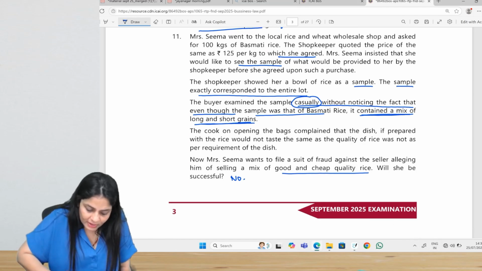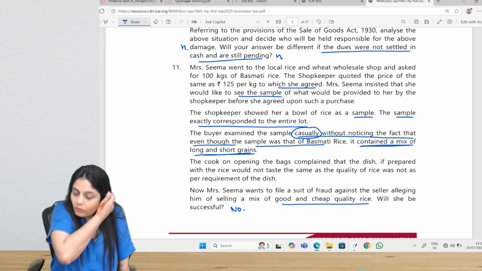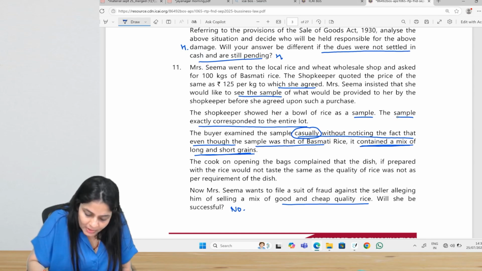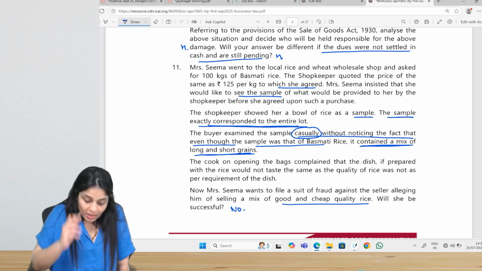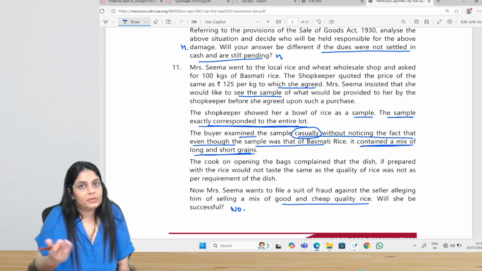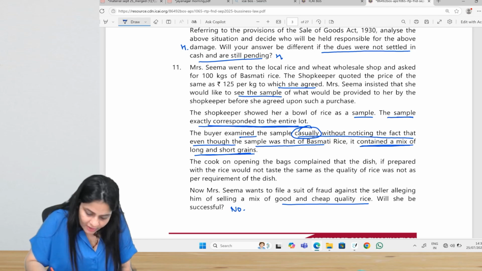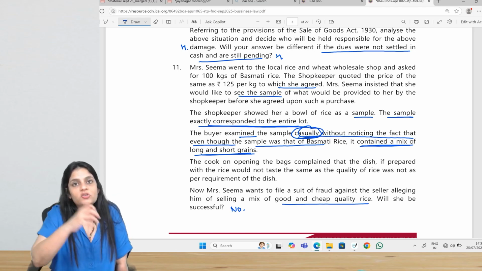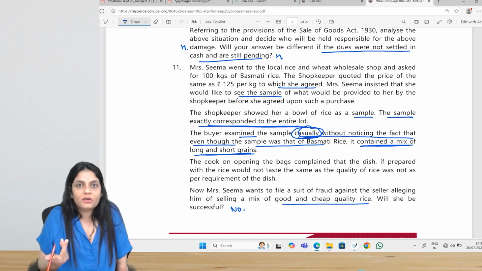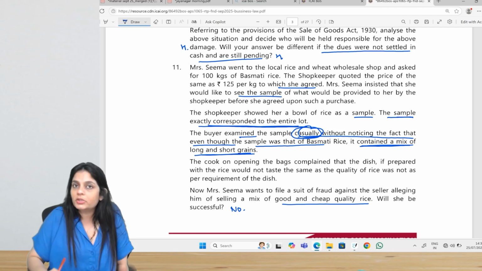No. The reason being, if you look here, what is said, the sample corresponded to the entire lot. So, the goods are as per the sample. She examined the sample, she has seen it. It was her fault that she did it casually without noticing that there was a mix of long and short grain. So, whose fault is it? Her fault. So, can she return the goods back?